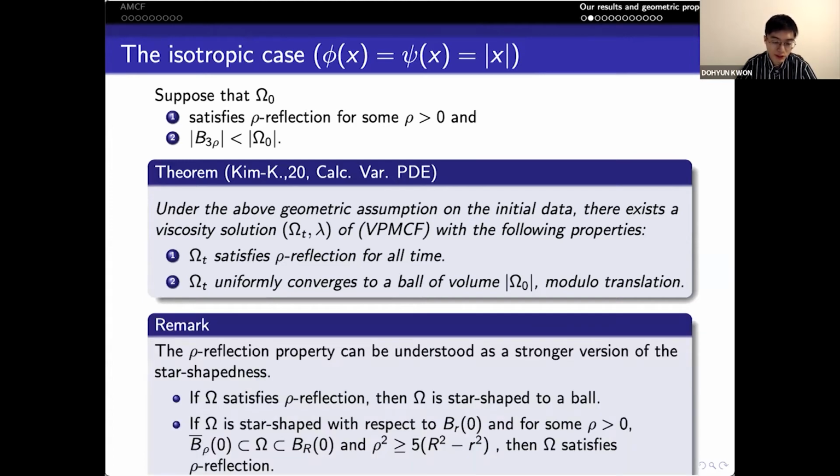As I mentioned earlier, this property can be understood as a stronger version of star-shapedness. If the set satisfies rho-reflection, then it is star-shaped. And if it is star-shaped and satisfies some additional condition, then it also satisfies rho-reflection. So this is the isotropic case, and I will not talk about the proof, but I will focus on the anisotropic case, and I will explain what the main difficulties are.